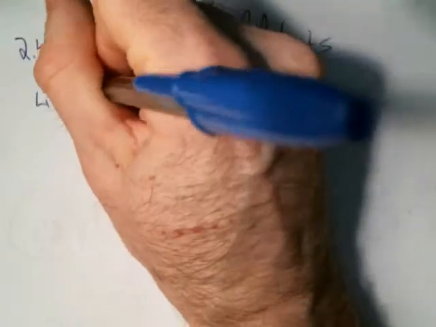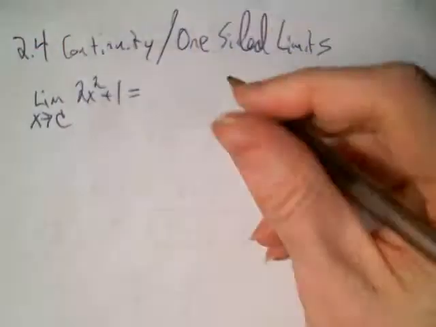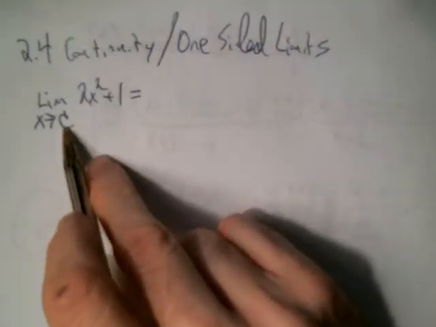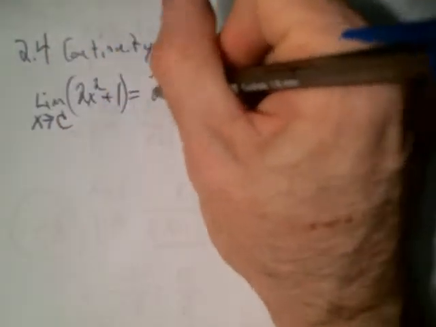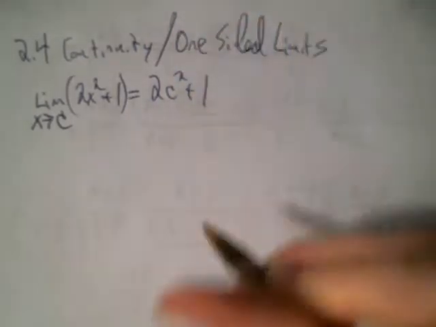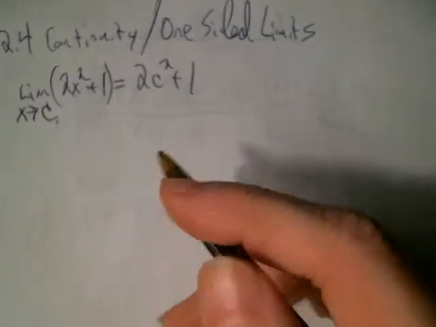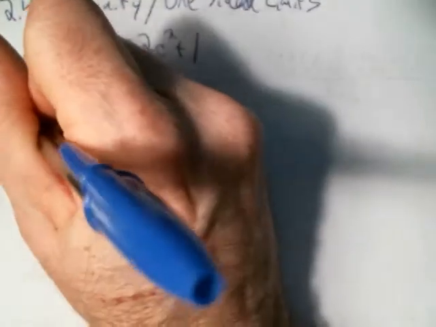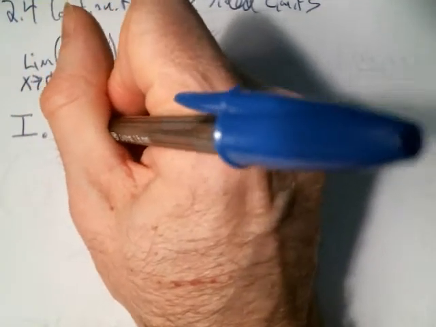like if you're given the limit of 2x squared plus 1, and you could evaluate it via doing a substitution. For instance, for any value c, I could put c into here, and that will give me the answer, quote unquote. Then this thing here is continuous. Okay, so that's a way of thinking of continuity that we want to introduce here.